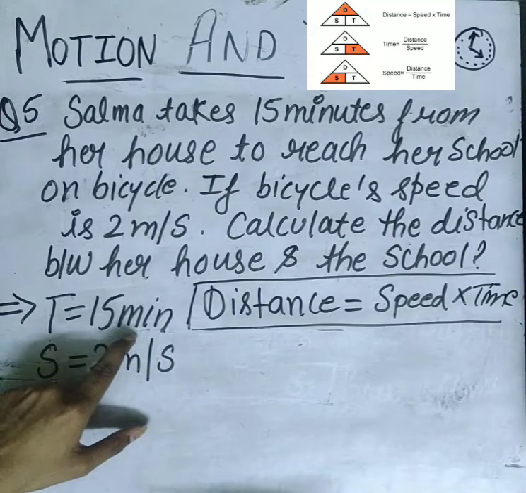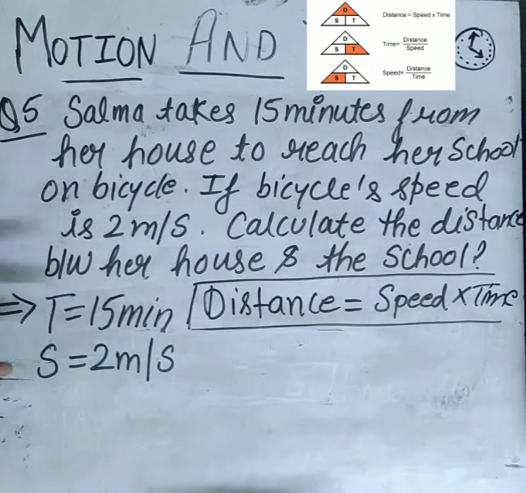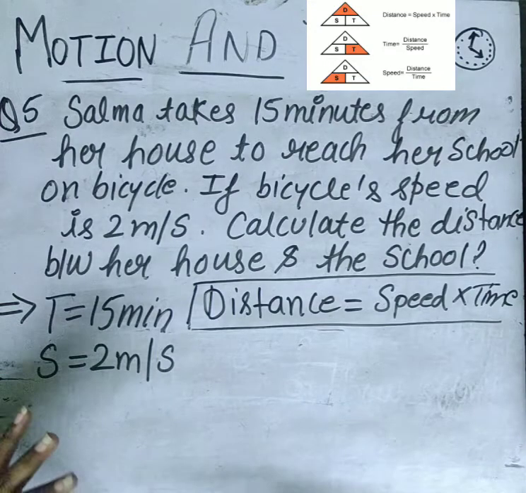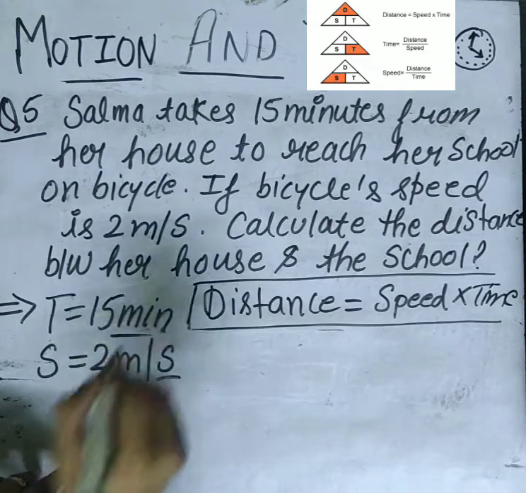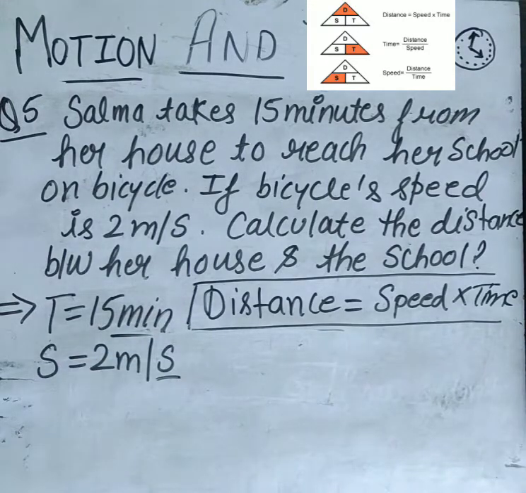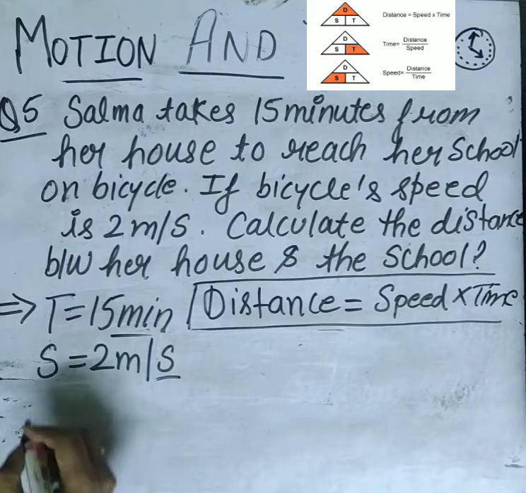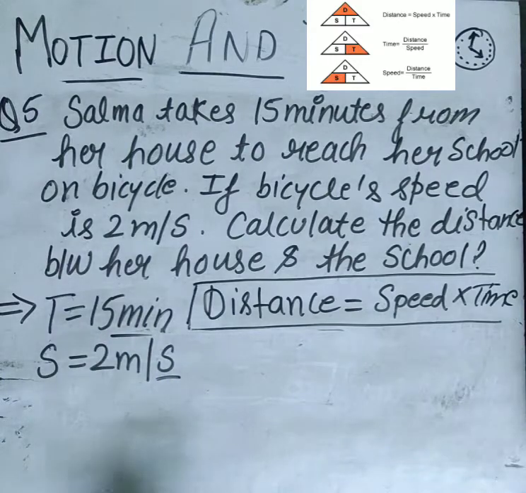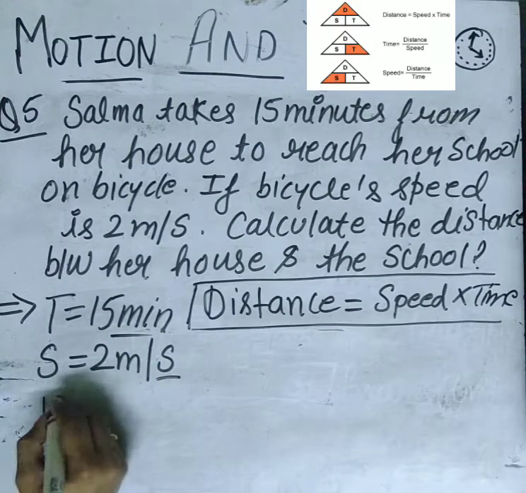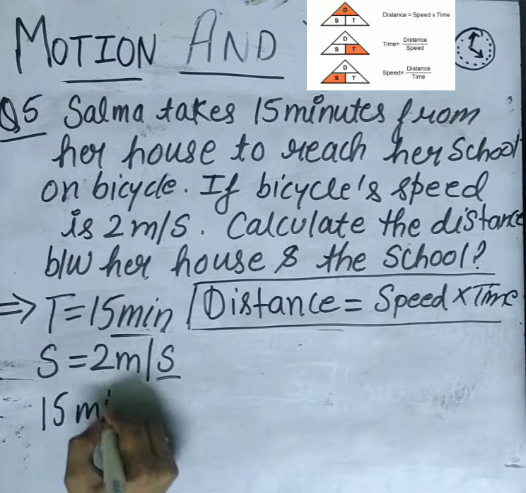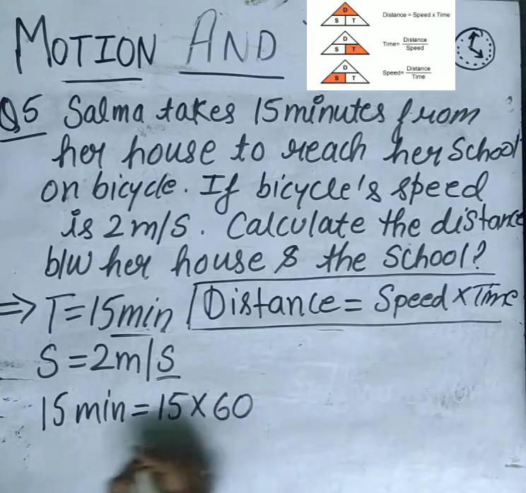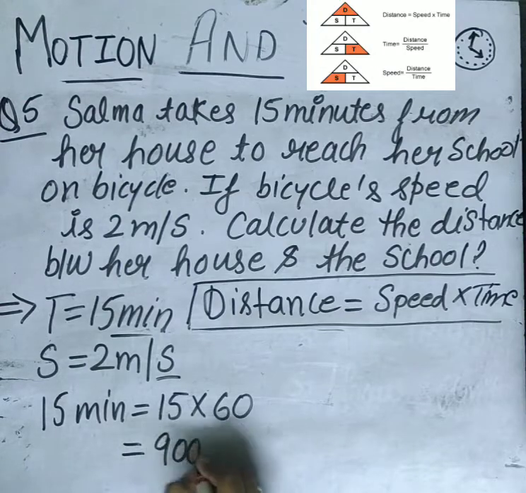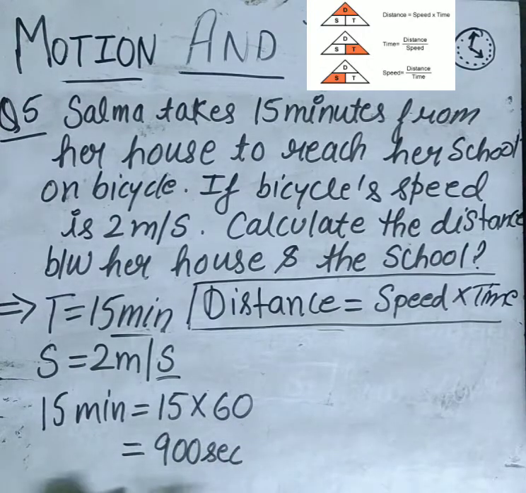That means there is a problem, this will be wrong if we put it in like this, because we have already read that units should be the same. Now here it is second, so here also it should be second. So just as we changed earlier, we will do like that only. We will convert these 15 minutes into seconds, and 15 minutes is equal to 15 into 60 seconds, and that will give you 900 seconds. Now we will use time as this 900 seconds.